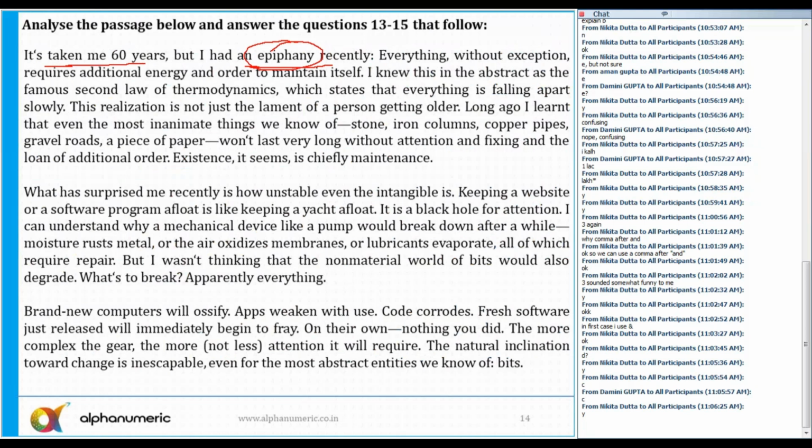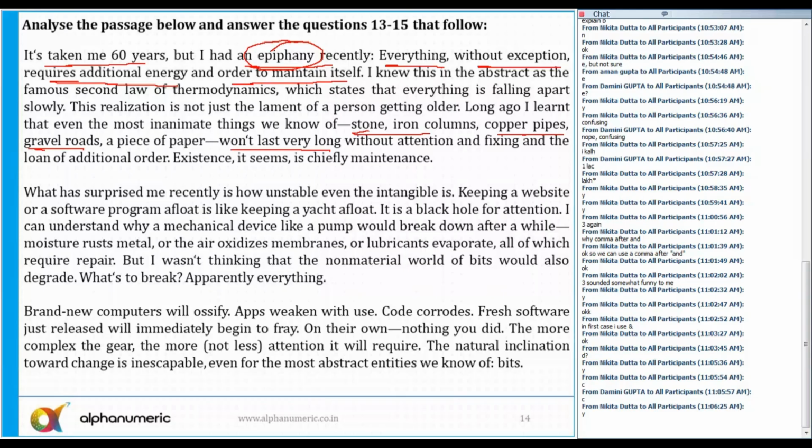Now he's telling you that I am probably 60 years old, but one thing I understand is that everything without exception requires additional energy and order to maintain itself. Everything requires maintenance. Earlier, we used to think that only material things require maintenance. We used to think that things that are made of stone and iron and copper and gravel would not last very long.